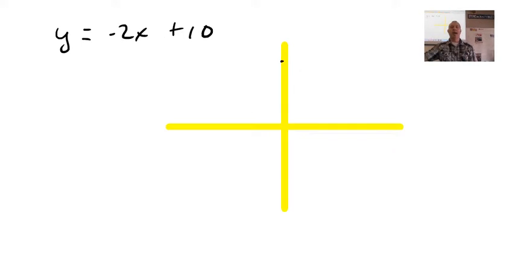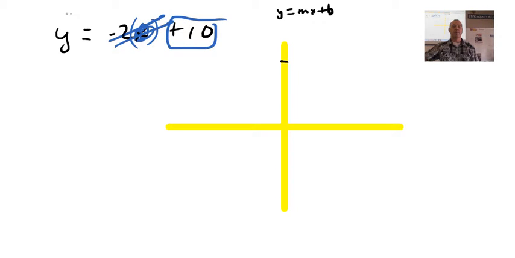Now, how do we know that? Because this is y equals mx plus b. But how can we mathematically determine the y-intercept? Yeah, okay. You guys remember it. If you let x equal 0, then you solve for y, which equals 10. You solve for your y-intercept.